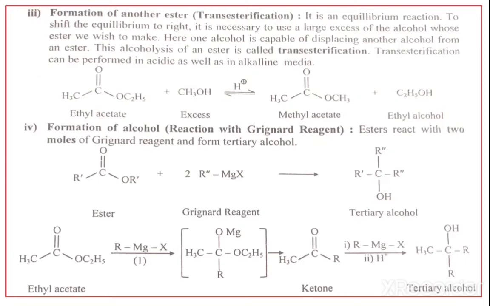Now, this is the structure of the ester molecule: CH3, C double bond O, C2H5, that means ethyl acetate. This ethyl acetate, on treatment with excess CH3OH, that means methanol, shifts the equilibrium to the right-hand side, and we get methyl acetate and ethyl alcohol as a byproduct.